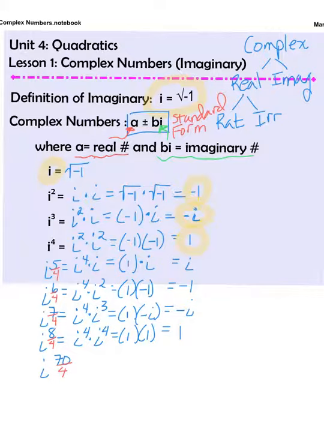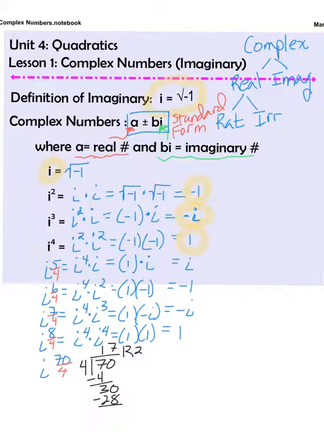So if I divide 70 by 4, some of you are having trouble with that long division. I'm going to take 70 and divide it by 4, because I only care about the remainders. So 4 goes into 7 once, leaves me 3, bring down the 0. 4 goes into 30 7 times. 4 times 7 is 28. And that leaves me with a remainder of 2.